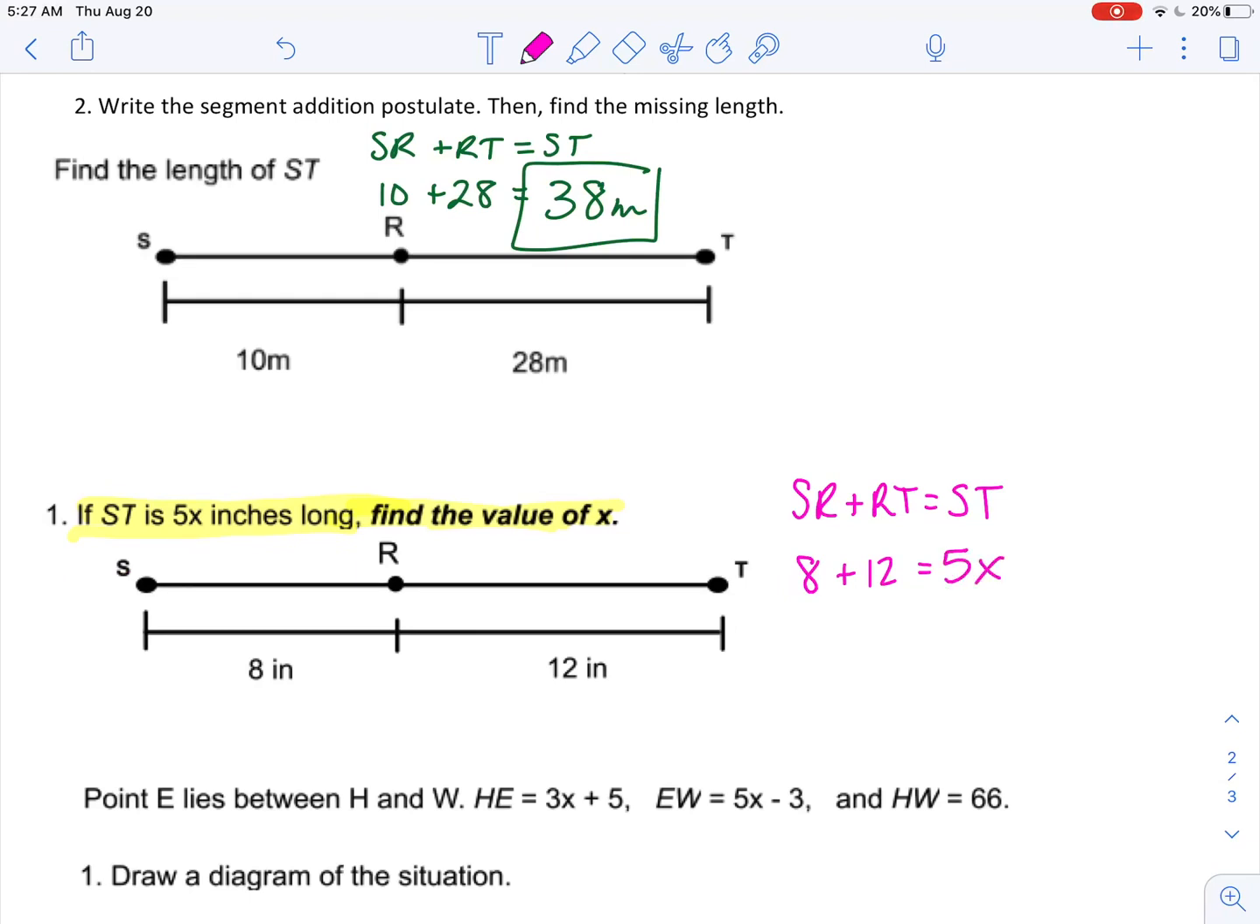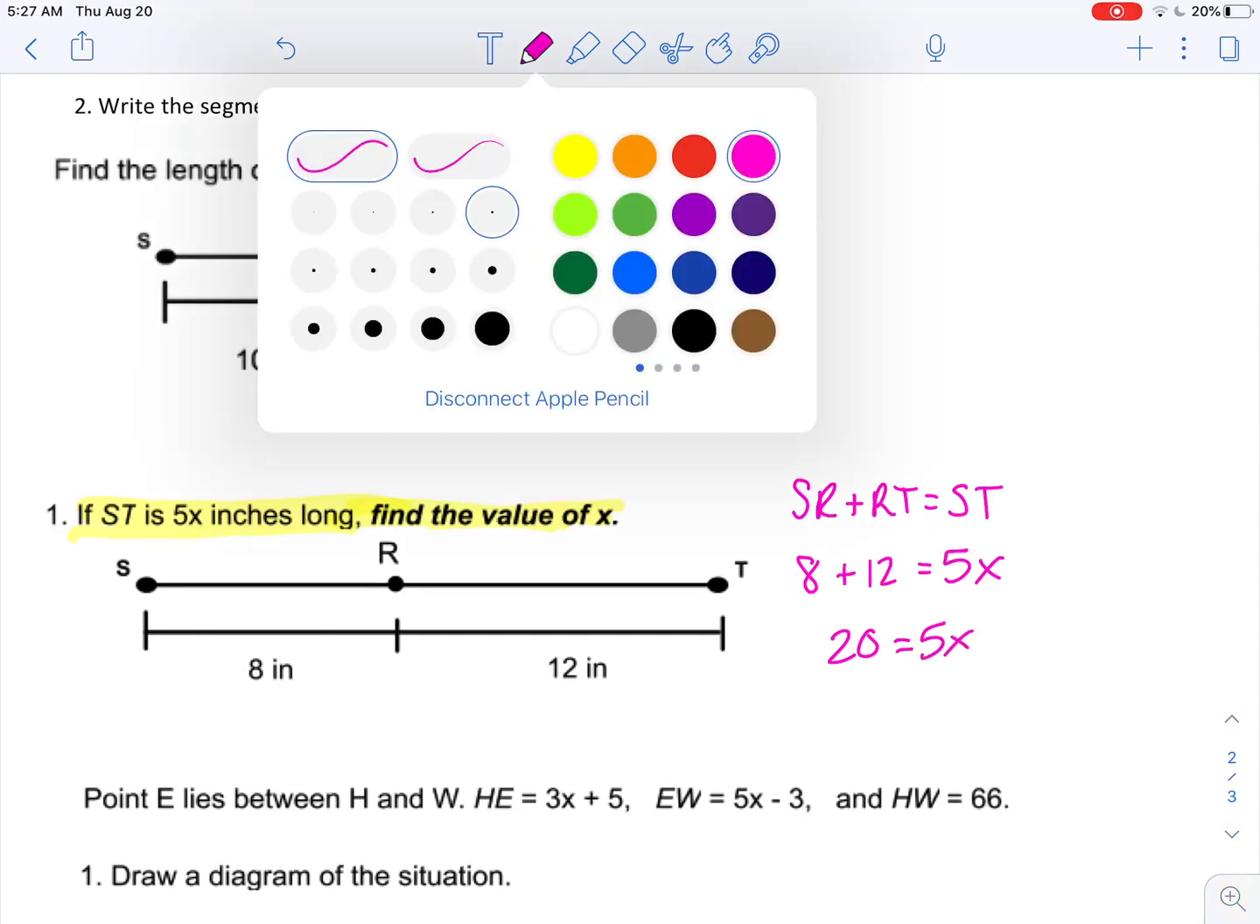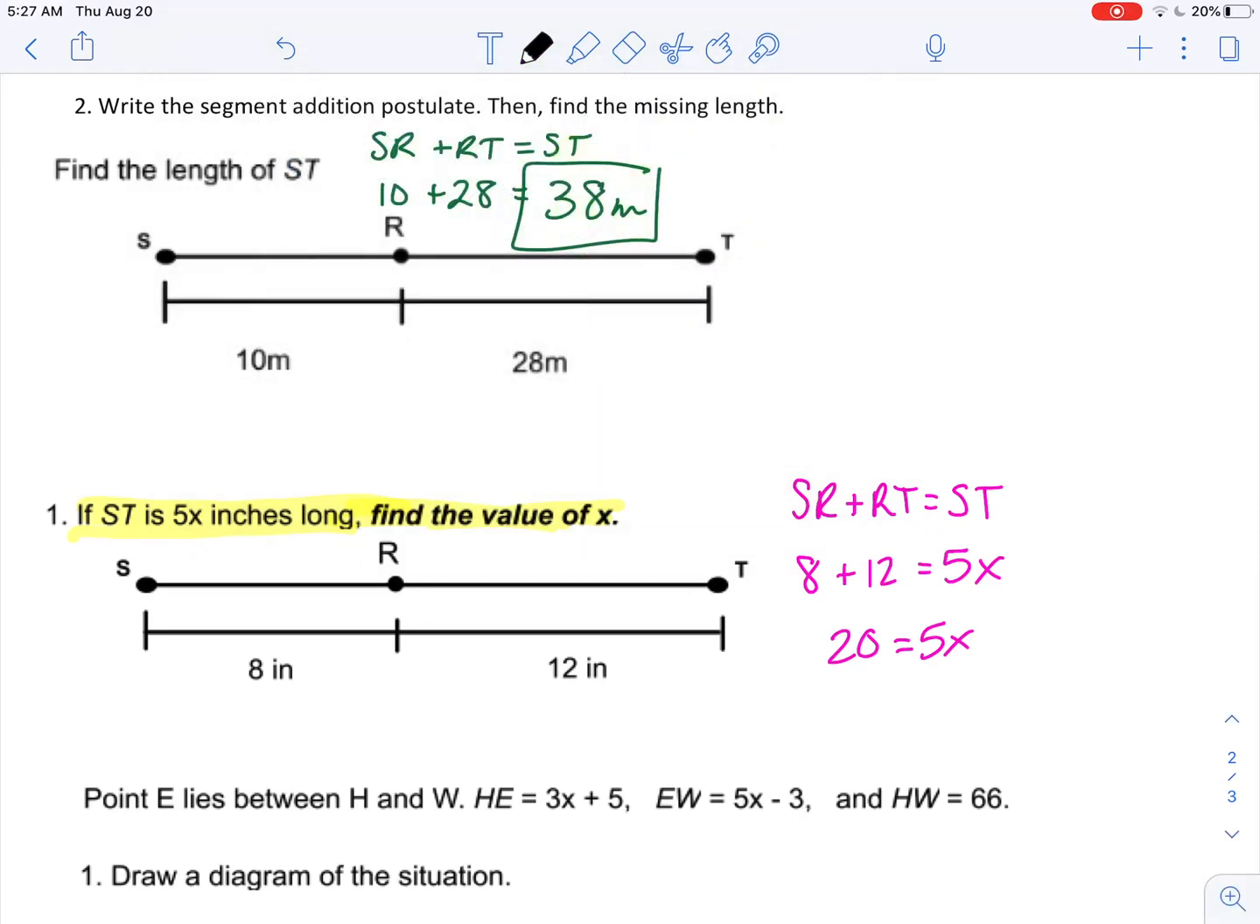So what can we do from here? Well, we can simplify this left side. 8 plus 12 is 20, equals 5x, and then we'll just solve for x. So I want to get x by itself. If here I am multiplying by 5, taking 5 times x, well, to get rid of multiplication, I'll do the opposite. I'll divide by 5. And x would be 4.